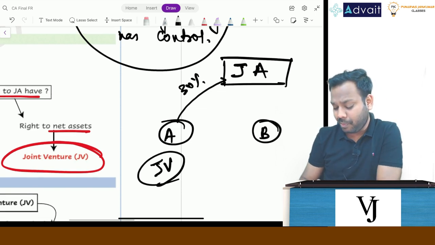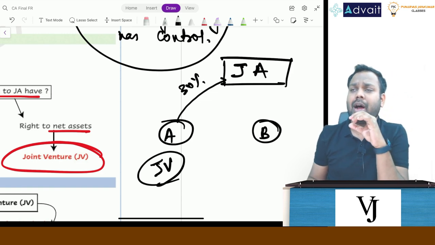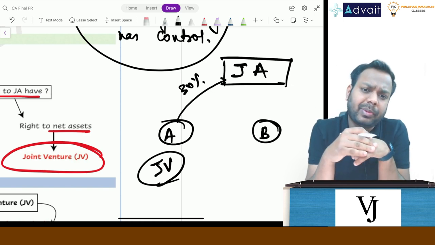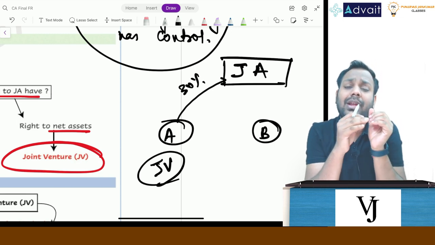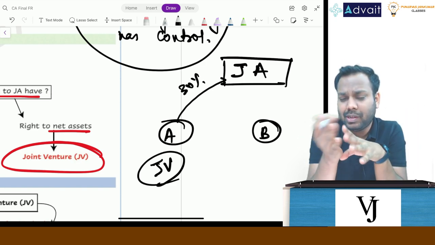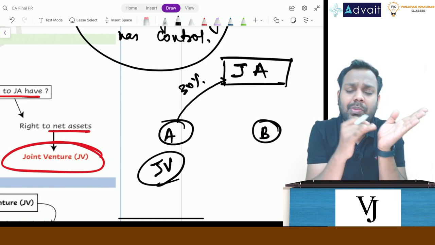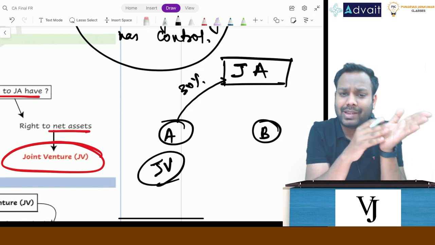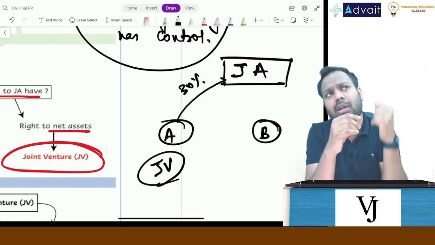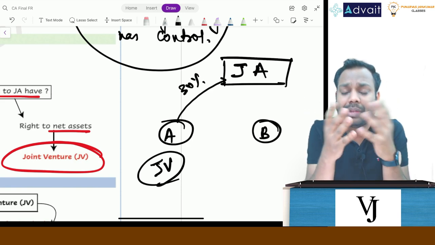But if B says, I have 30% right over the assets, I have 40% right over the liabilities, I have the full obligation over the expenses, I have 50% right over the revenue. So basically, there are specific rights and specific obligations over the assets, liabilities, incomes and expenses. Then it becomes a joint operation. Meaning the rights and obligations are specific to assets and liabilities. Let's suppose it can be the case that this whole building is mine and this full liability is yours. Then in this case, this is a case of joint operation, not a joint venture.